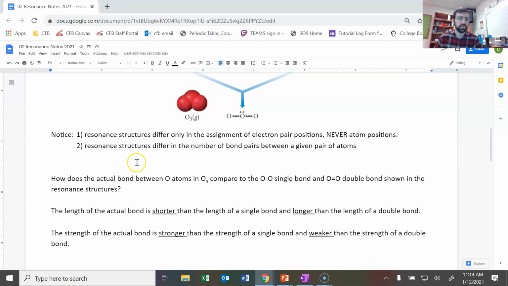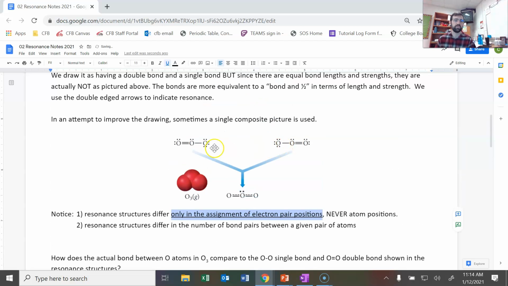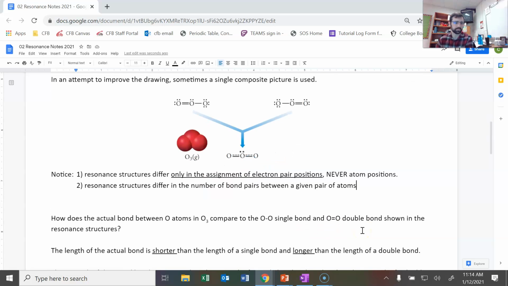You notice that the structures differ only in the assignment of electron pair positions. The only thing that is different between our drawings is where the electrons are, just their position. It's never in atom positions or in the number of electrons. Resonance structures differ in the number of bond pairs between a given pair of atoms.